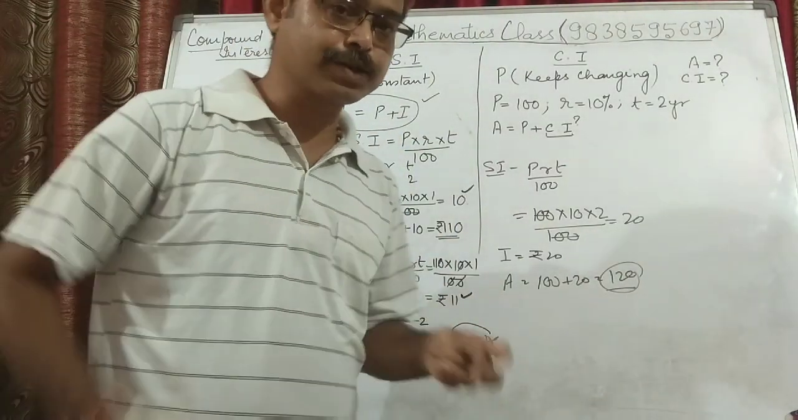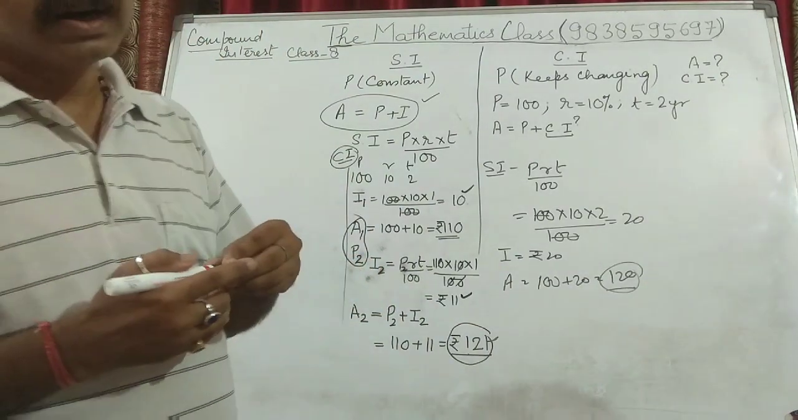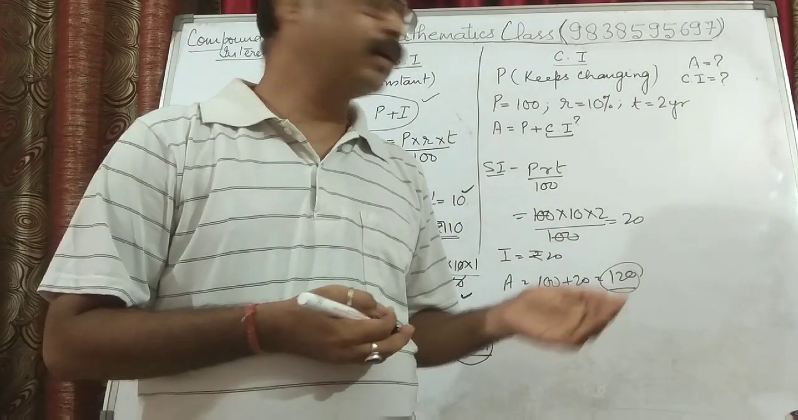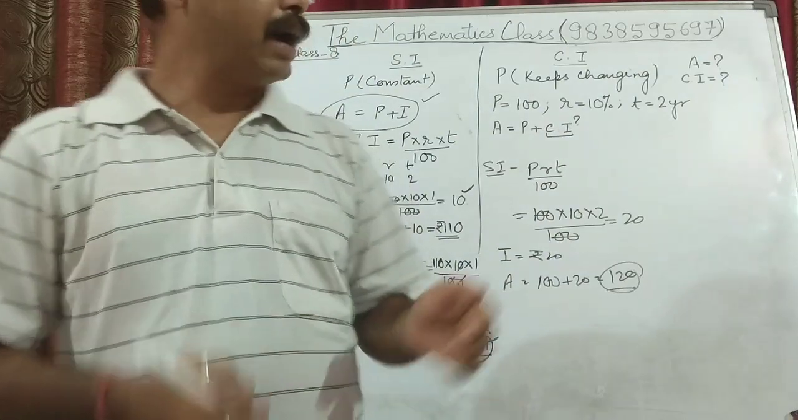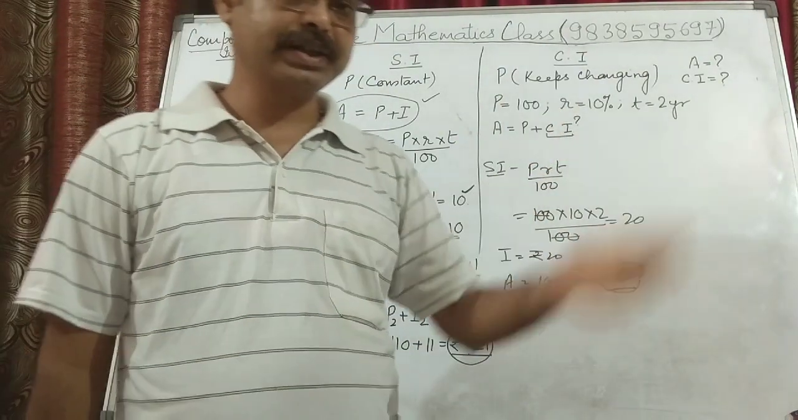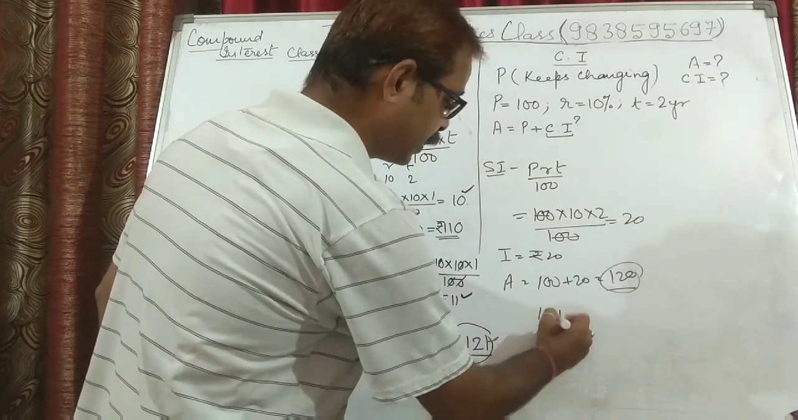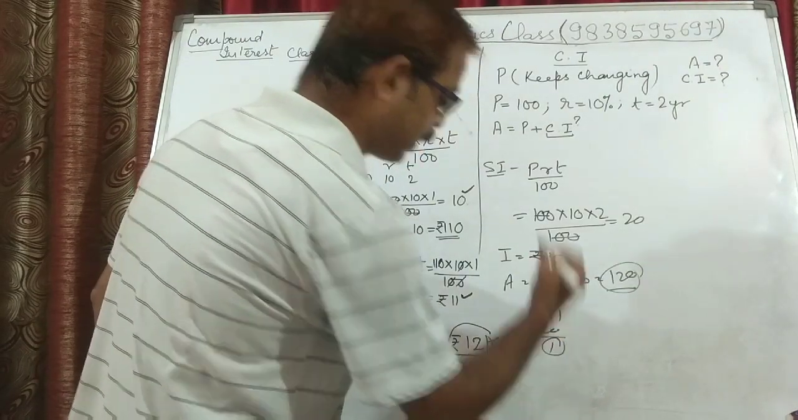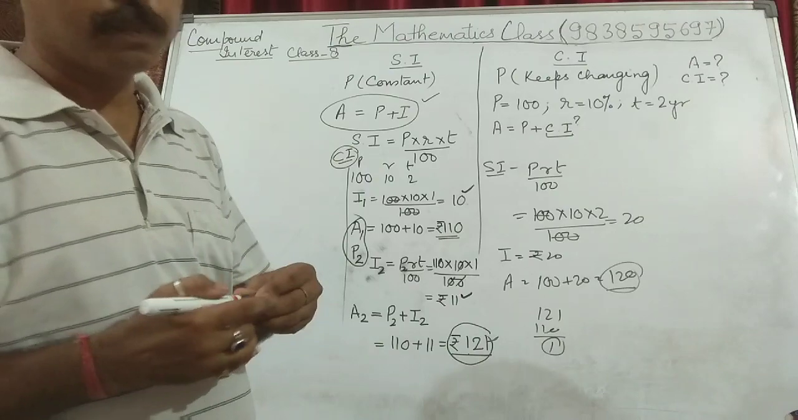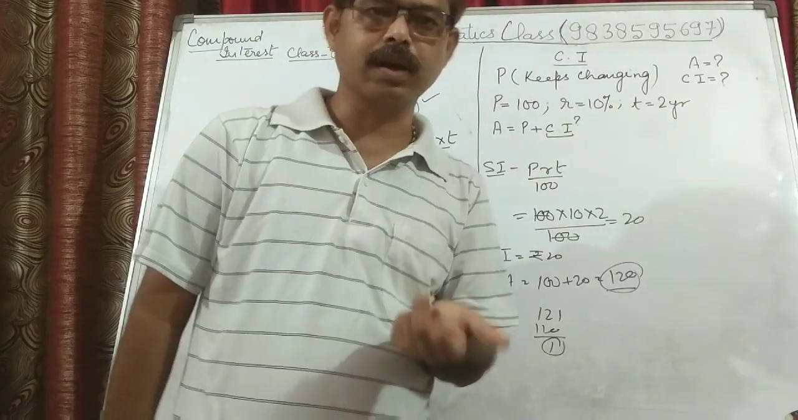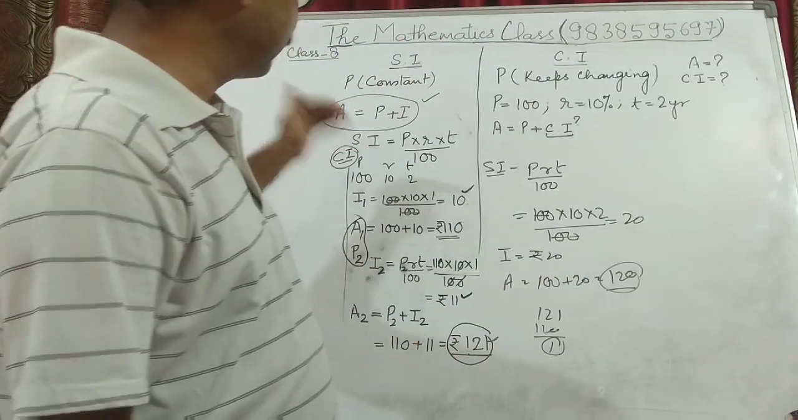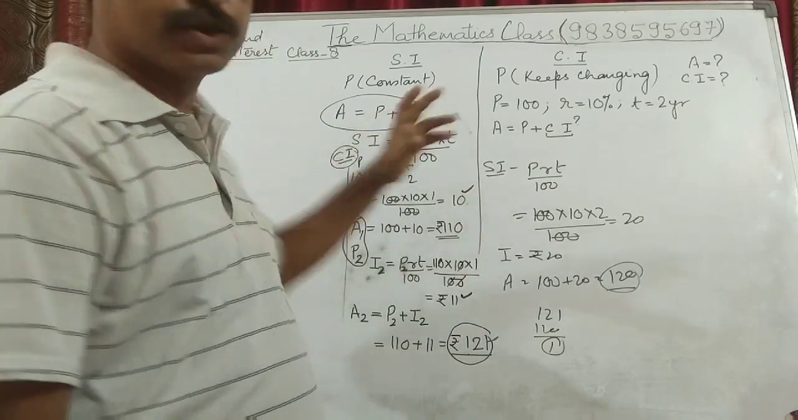This is what banks do. Banks give interest at simple interest, but they charge at compound interest. So you can see the difference of 121 and 120. They are earning 1 rupee. This 1 rupee seems to be a very small value because we have taken very small values, 10, 100 rupees, and so on.